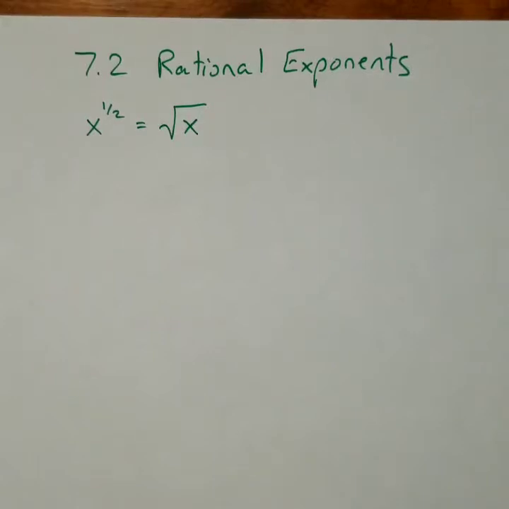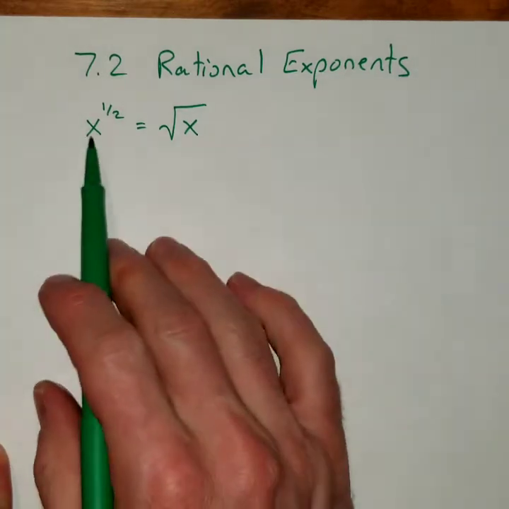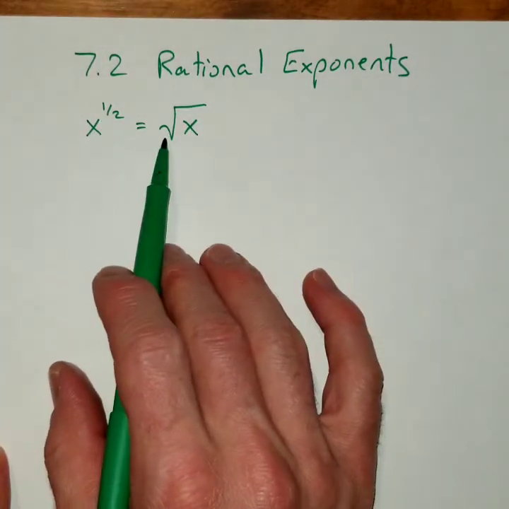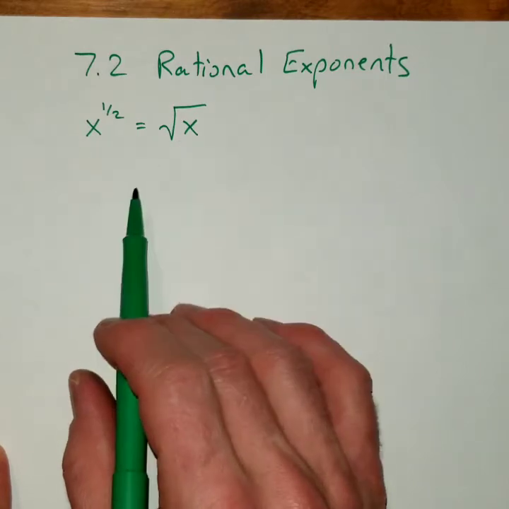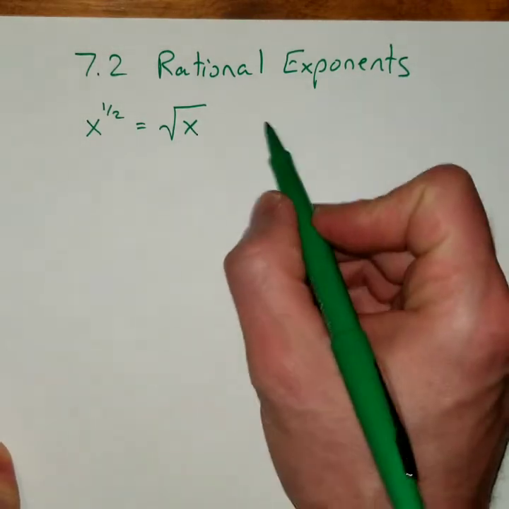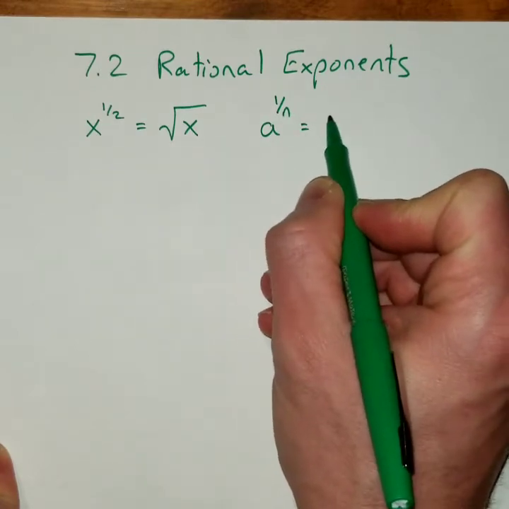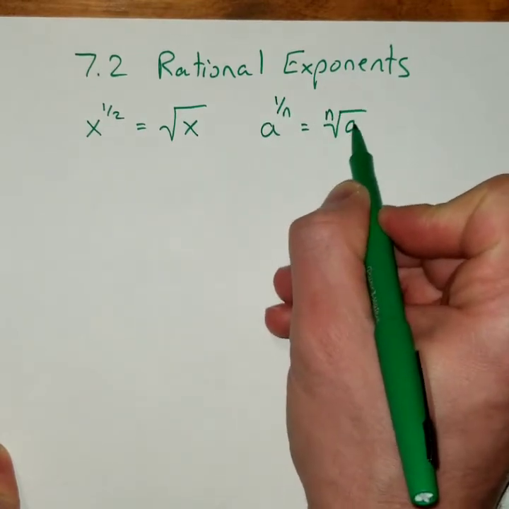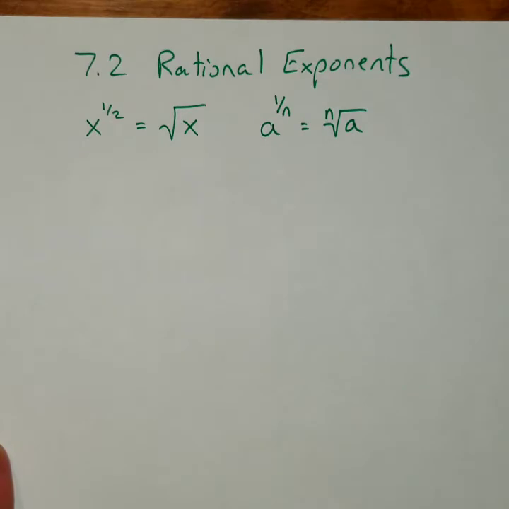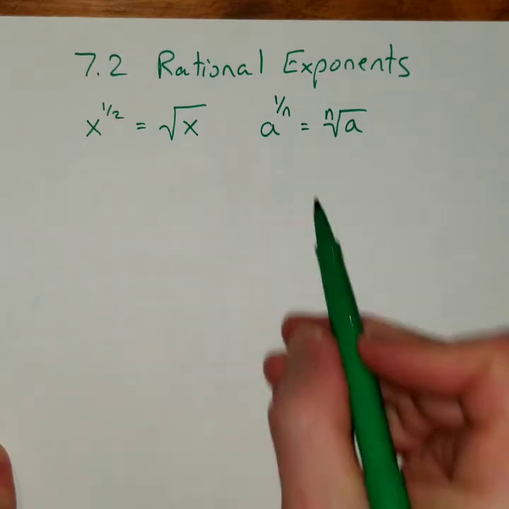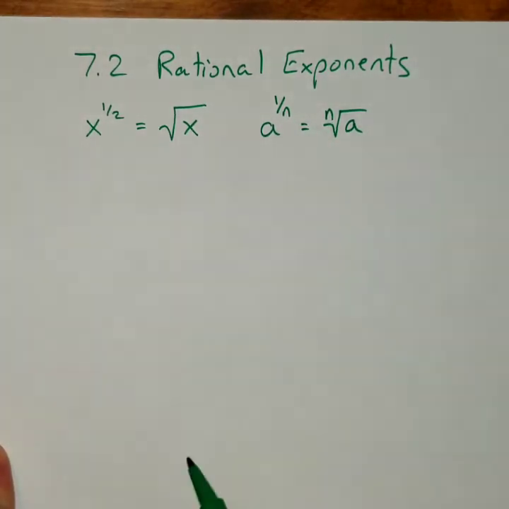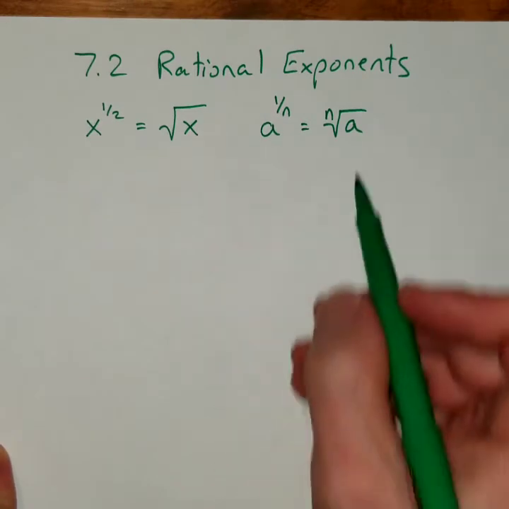So now that we have seen that rational exponents really are just roots, and we saw in the last video that x to the 1/2 is the square root of x, now we can generalize that to say that anything raised to the 1 over n power is really the nth root of that thing. Okay, so the denominator of our fraction becomes the root.